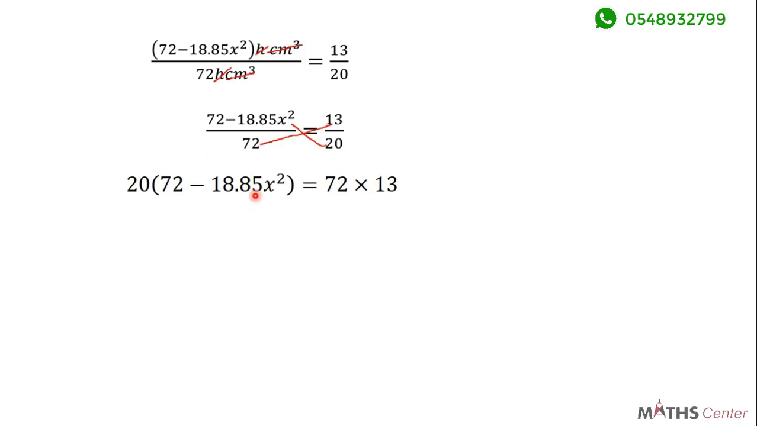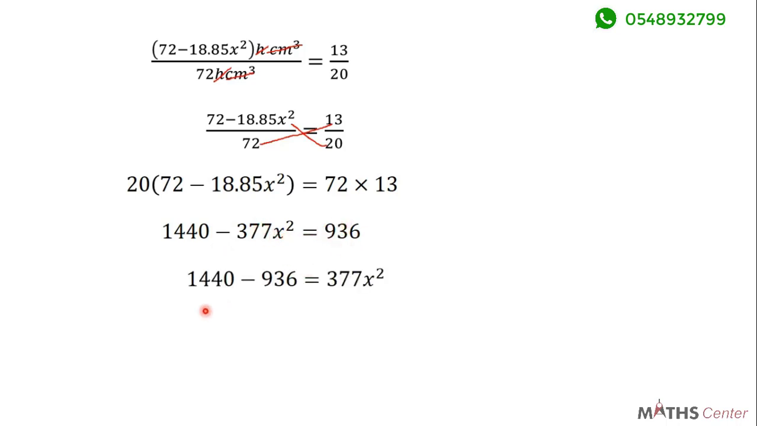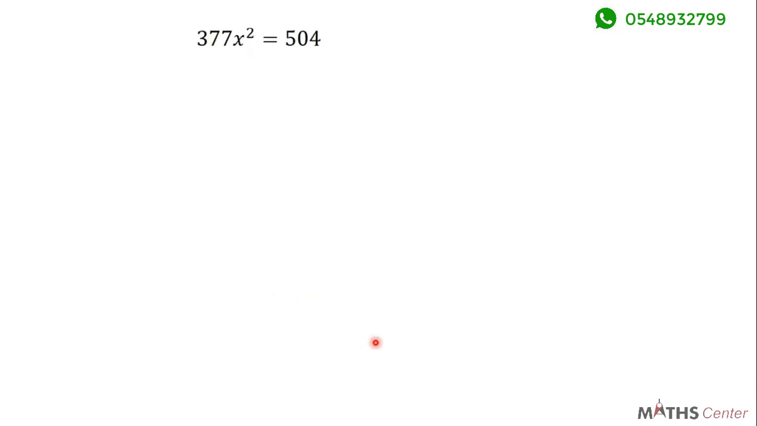We open the brackets here. We will have 1440 minus 377 x squared is equal to 936. We group like terms. We have 1440 minus 936 is equal to 377 x squared, and this will give us 377 x squared is equal to 504, since 1440 minus 936 gives us 504.